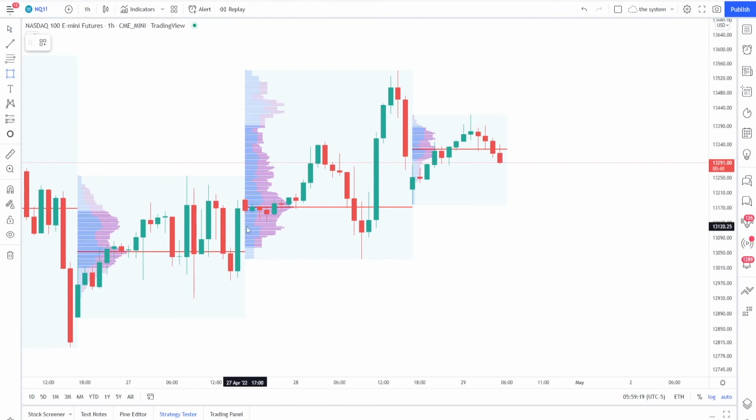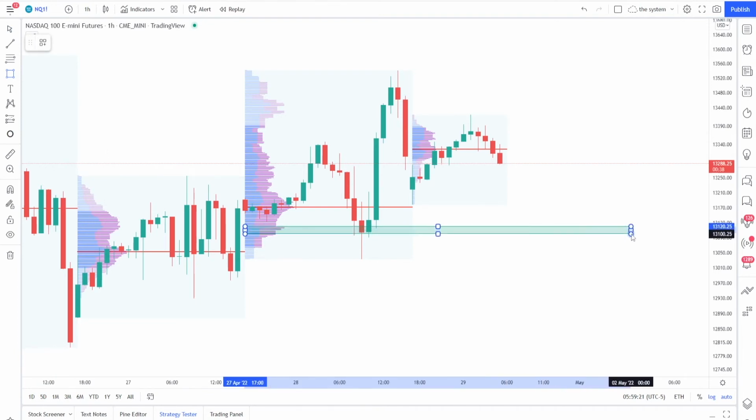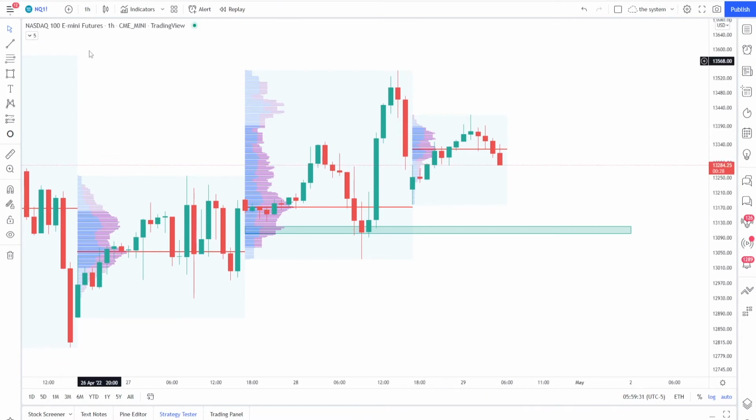If I take my rectangle, you see this little point right here? We see that there's a spike of volume, plus we get a spinning top candlestick formation. I'm going to draw my line across here because now what I'm expecting is if we see price retrace into this level, I can expect there to be some sort of volume going in there.